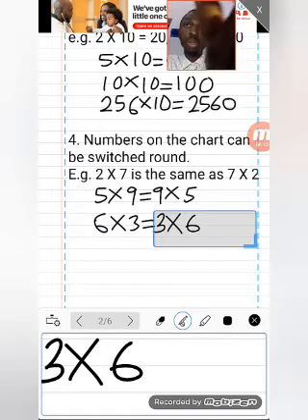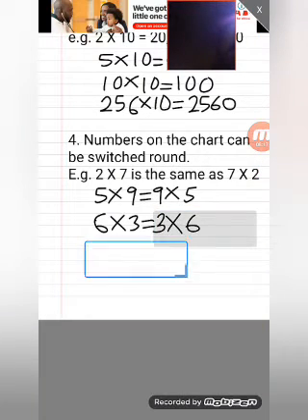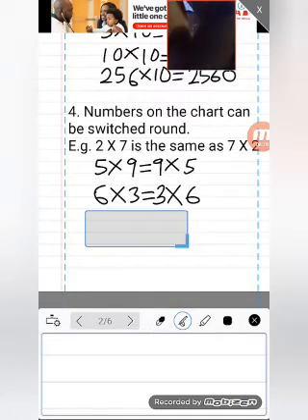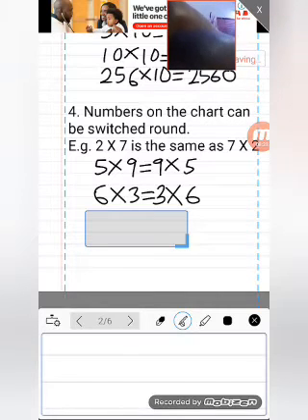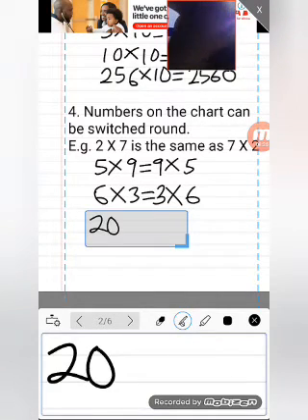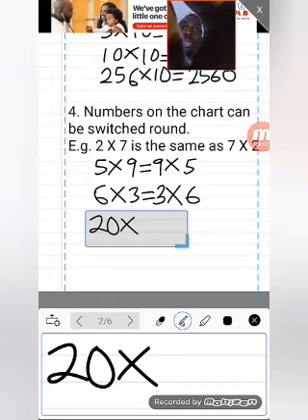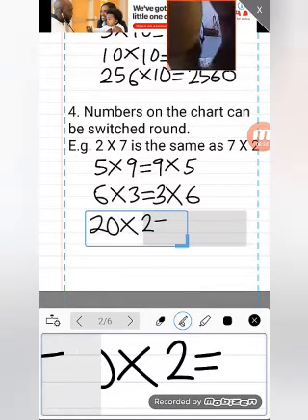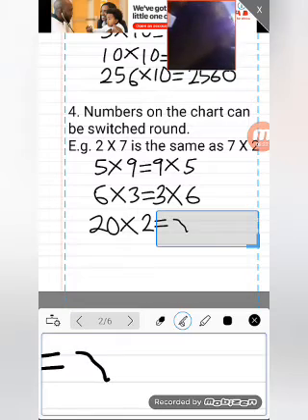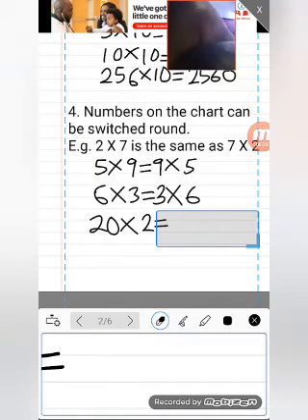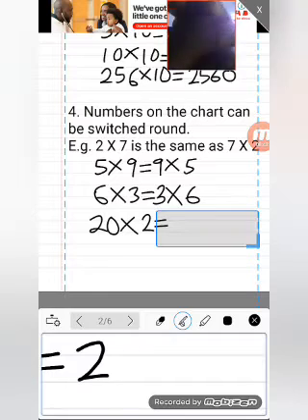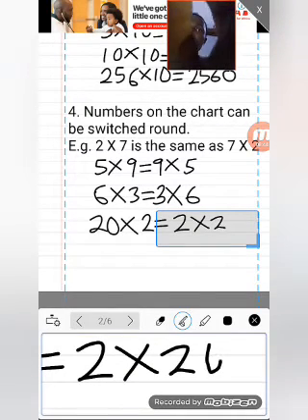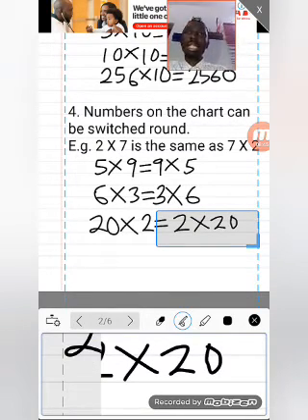As much as possible, you can even use a bigger number. Let's say maybe 20 times 2 is the same thing as 2 times 20. So you can see that is a fact in multiplication.